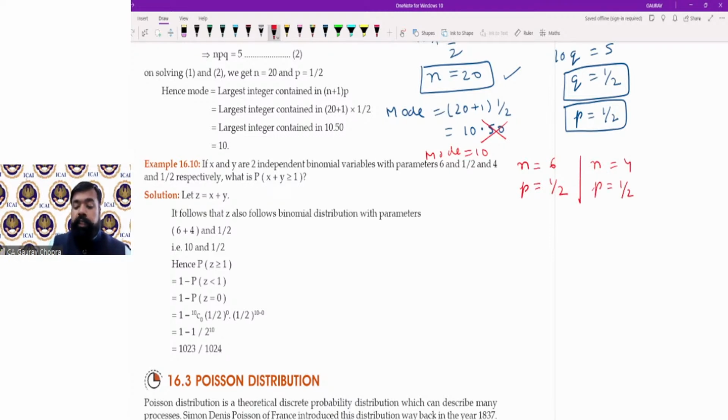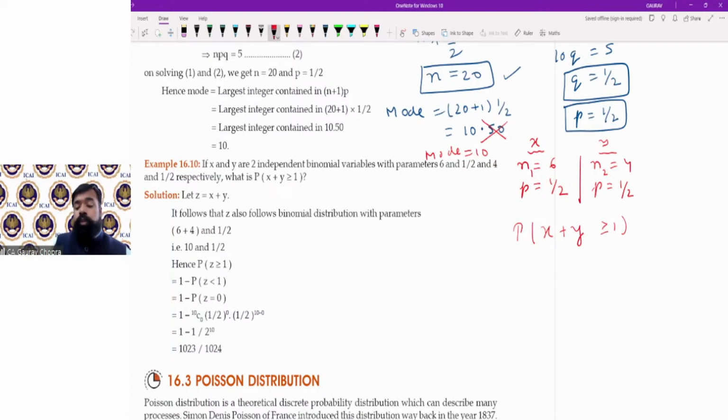So we can say n1, n2, and the probability should be the same. So these are the two independent binomial variables. One is denoted by X, the other is denoted by Y. Then what will be the probability of X plus Y greater than or equal to 1? This we have to compute.